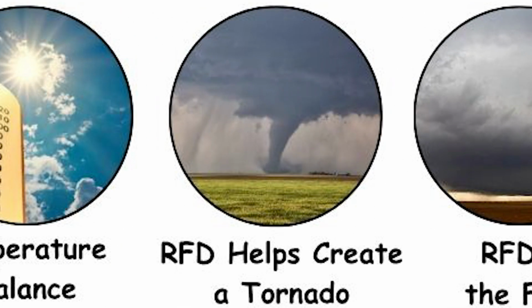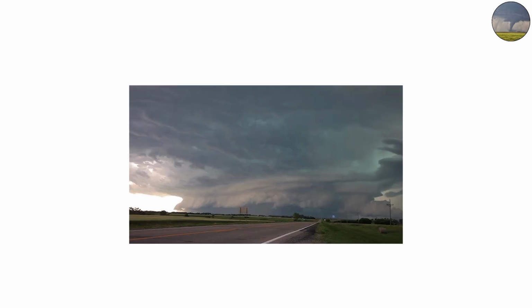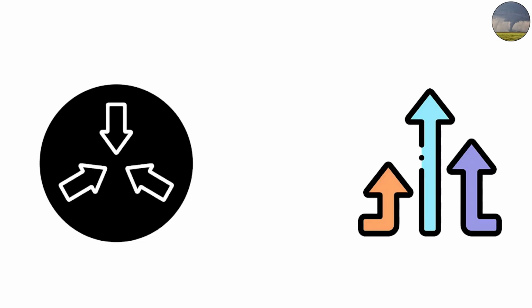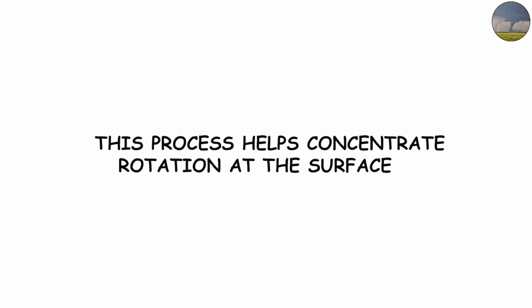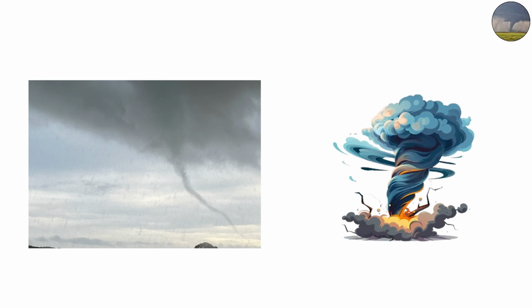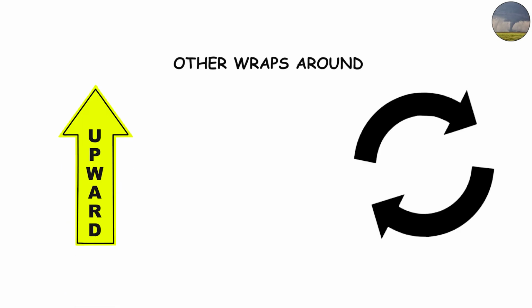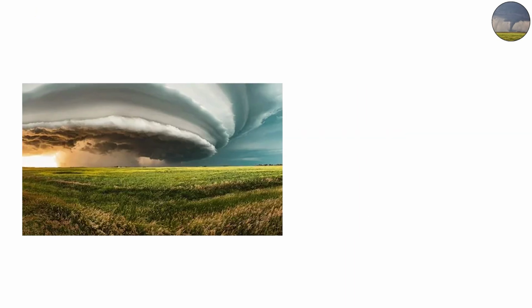How the RFD helps create a tornado. As the RFD wraps around the storm's central updraft, called the mesocyclone, it forces air inward and upward. This process helps concentrate rotation at the surface, often leading to the visible funnel cloud we recognize as a tornado. At the same time, the RFD pushes warm, moist inflow air upward into the storm, feeding its energy and maintaining the circulation. Essentially, the RFD and updraft are partners in motion. One pulls upward, the other wraps around and tightens the spin. Without that balance, even the most powerful supercell might never produce a tornado.